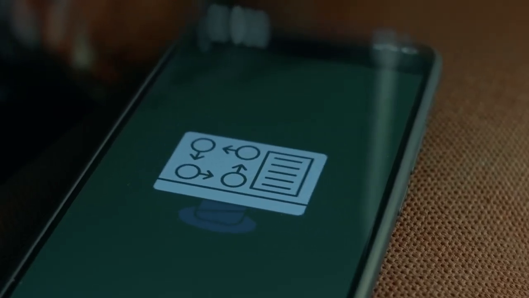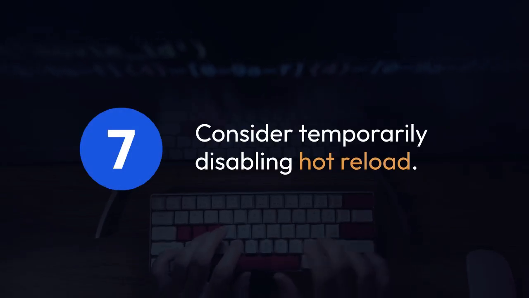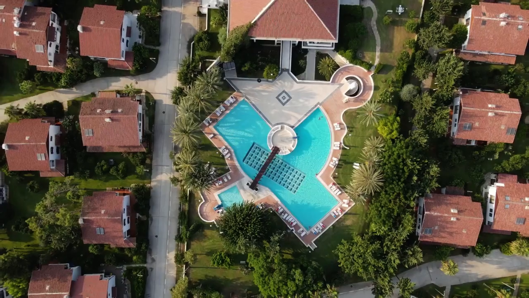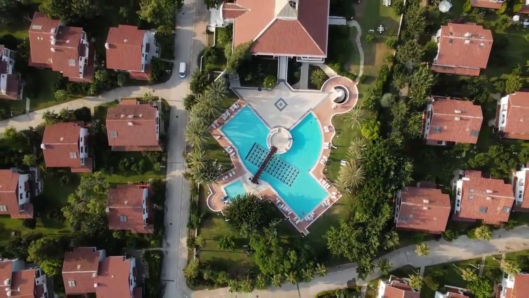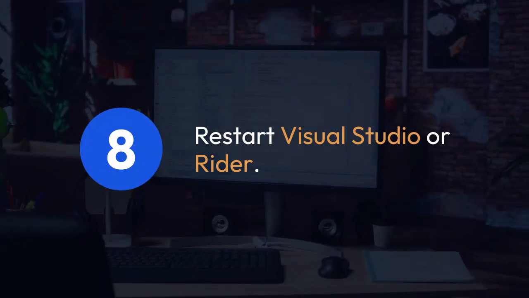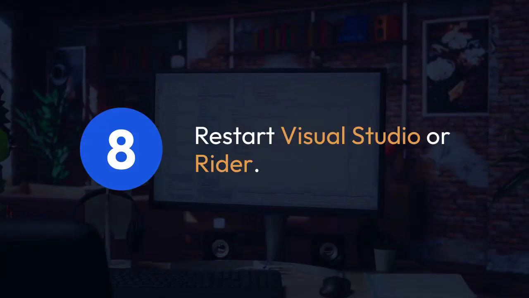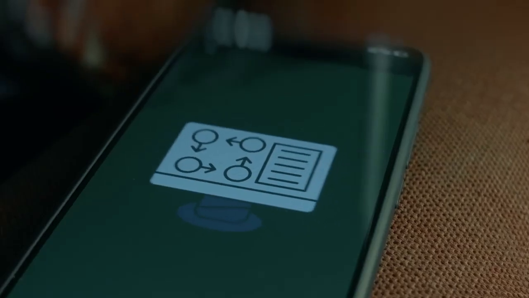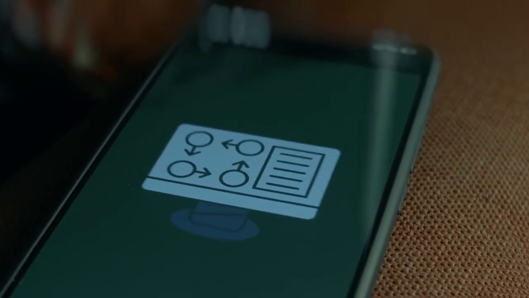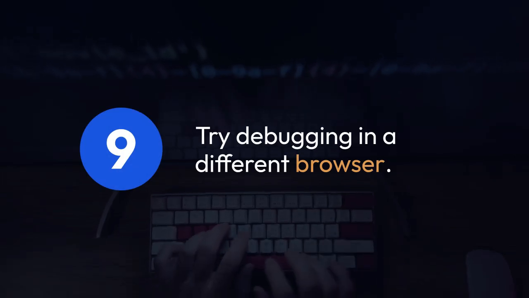Remove them if found. Seventh, consider temporarily disabling hot reload. While hot reload is great, it can sometimes interfere with the debugging process. Try debugging without it for a moment. Eighth, the classic solution: restart Visual Studio or Rider. Close your IDE completely. Then reopen it and try again. This often resolves transient issues.